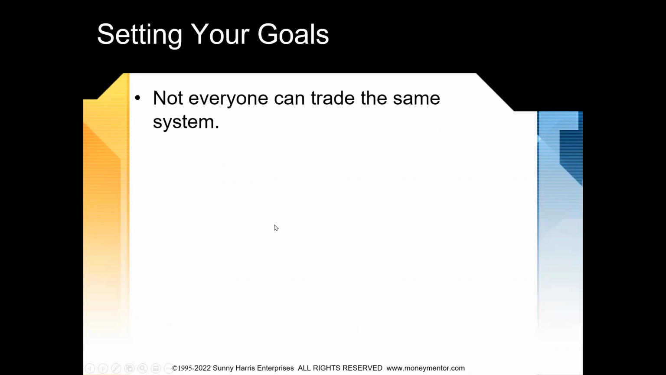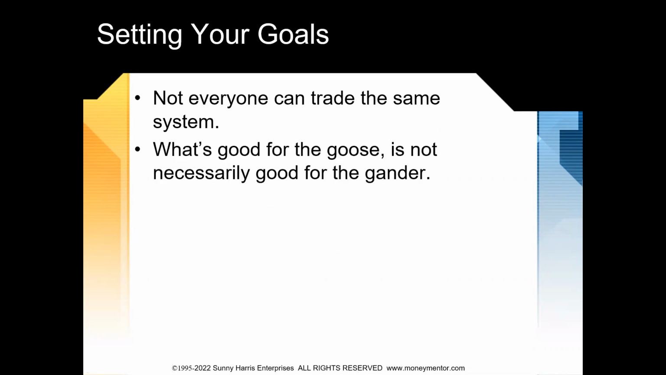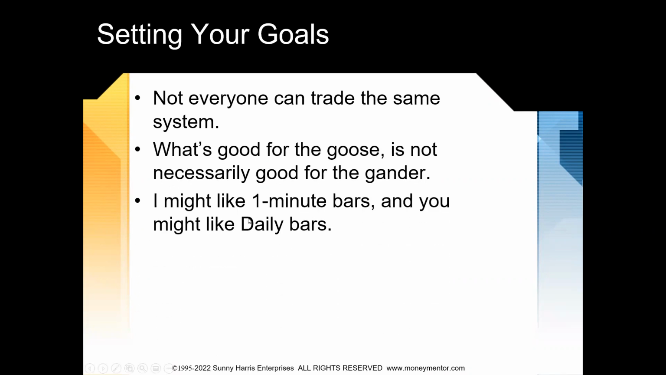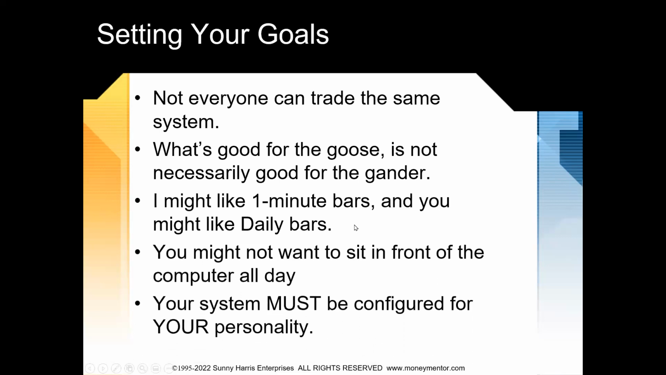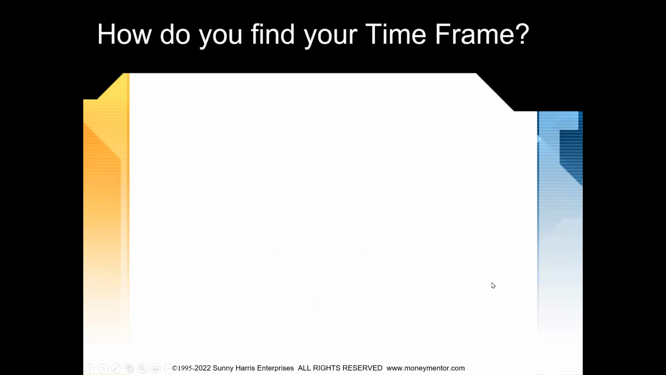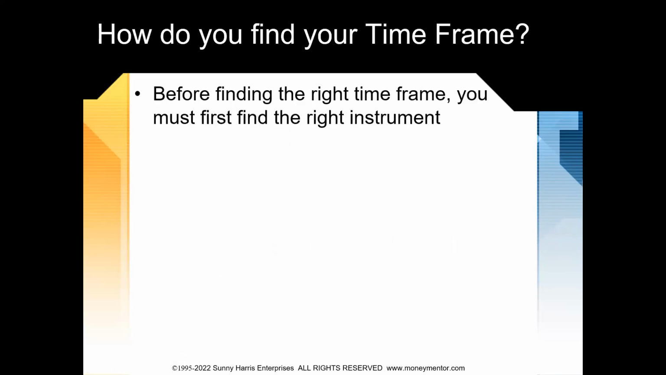Not everyone can trade the same system. For instance, what's good for the goose is not necessarily good for the gander. I like 1-minute bars and you might like daily bars. You might not want to sit in front of the computer all day long like I love to. Your system must be configured for your personality, not mine. If you like 15-minute bars or weekly bars, we have to adjust that so that it fits your personality. So how do you find which time frame you like?